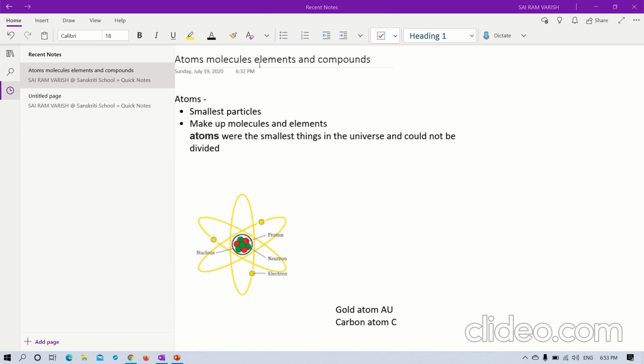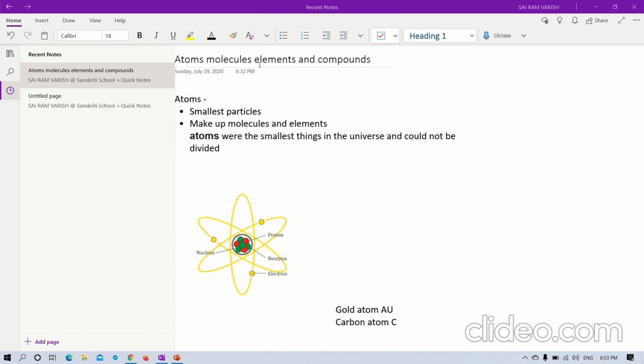Now, in such a vast universe, chemistry deals with all the smallest particles present in everything. So chemistry is a branch of science that deals with all the smallest particles, their reactions and their behaviors. So now let us give an introduction to chemistry.